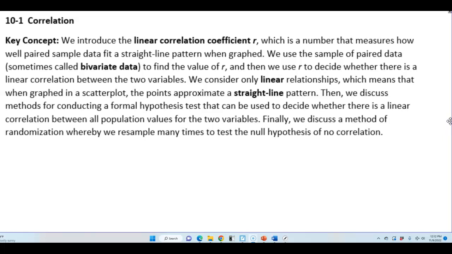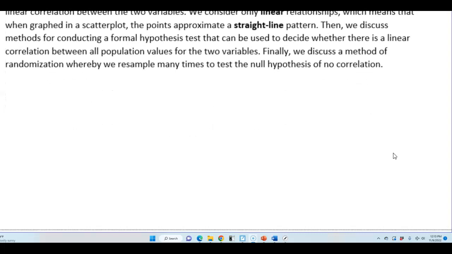And then we use R to decide whether there is a linear correlation between the two variables. We consider only linear relationships, which means that when graphed in a scatter plot, the points approximate a straight line pattern. Then we discuss methods for conducting a formal hypothesis test that can be used to decide whether there is a linear correlation between all population values for the two variables. Finally, we discuss the method of randomization, whereby we resample many times to test the null hypothesis of no correlation.